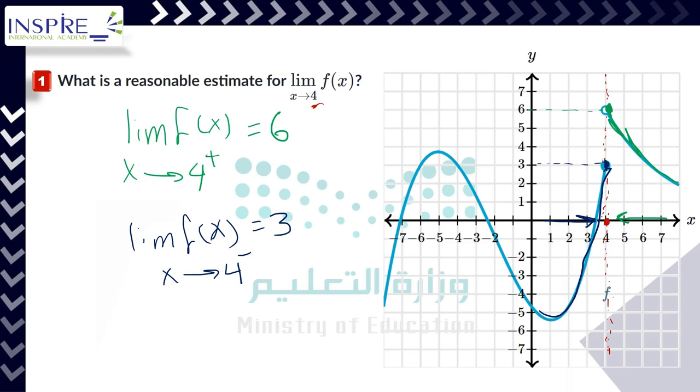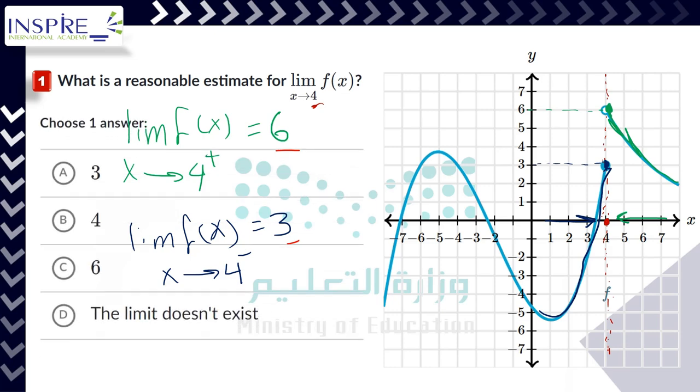Now both of them are different. They are not the same value, so the limit doesn't exist. If both of them are different, the limit doesn't exist. If both of them equal the same number, then we have a limit. But right now, the limit doesn't exist. So we will choose this one. The limit doesn't exist.